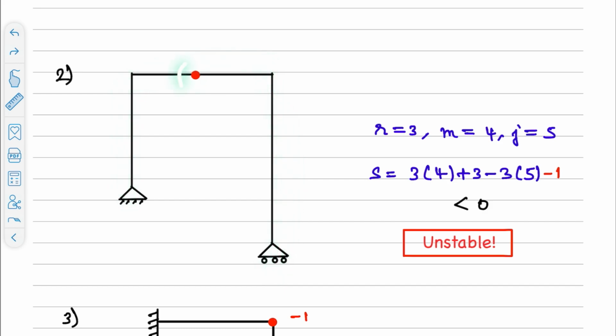Just because we are introducing this internal hinge, we get one extra equation of condition, which is not necessary. If this is there, then maybe I need to replace this roller support with a pin support to make the number of unknowns equal to the number of equations. Because of that, this is becoming unstable.